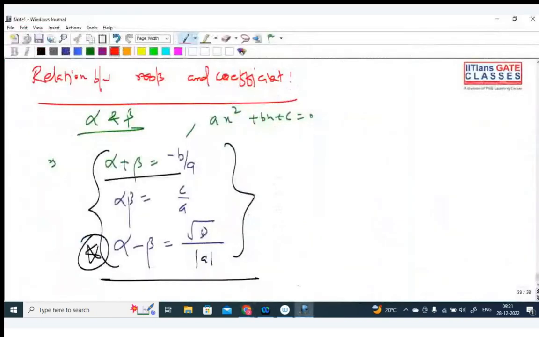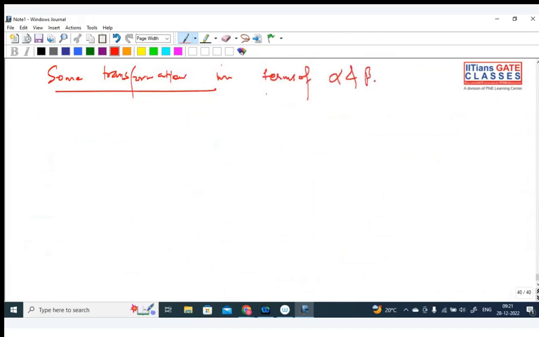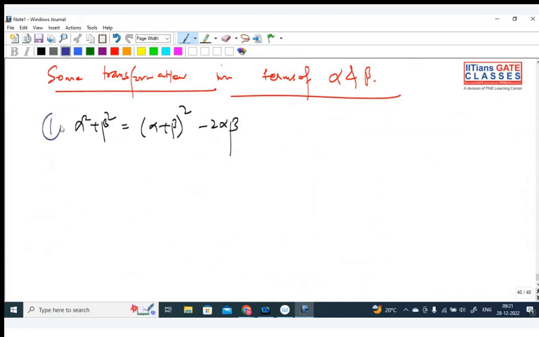And some transformations in terms of alpha and beta you also have to remember. These are basic things one should know, like alpha square plus beta square. If they are asking what this is, you can say alpha plus beta whole square minus 2 alpha beta, where alpha plus beta is minus b by a and alpha beta is c by a. The second: suppose alpha cube plus beta cube is asked in the exam, you can write this as alpha plus beta whole cube minus 3 alpha beta into alpha plus beta, so everything is known here.